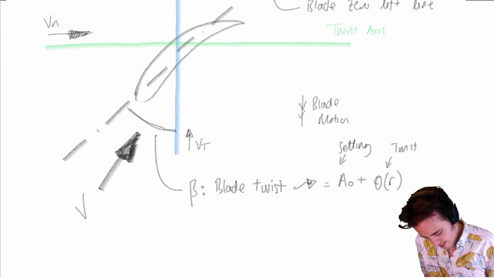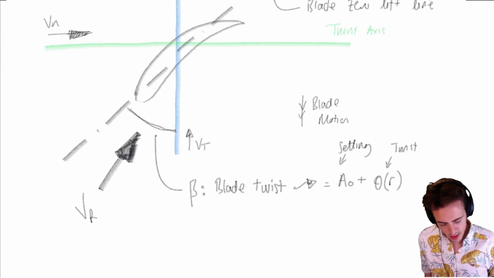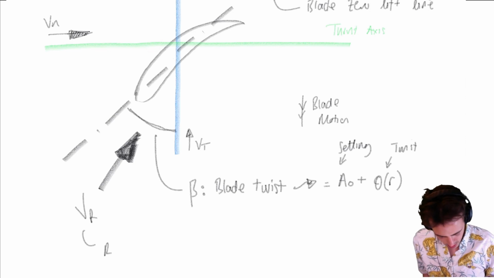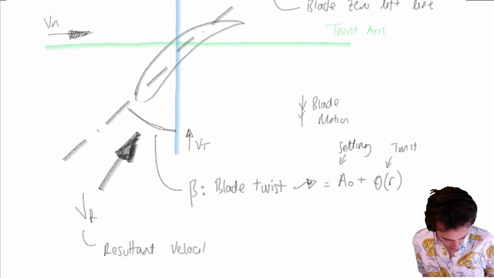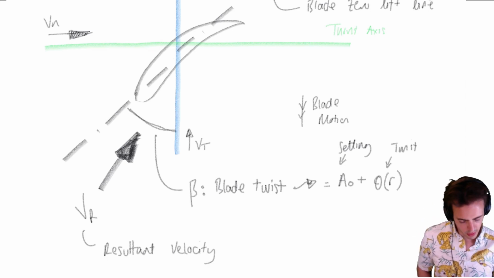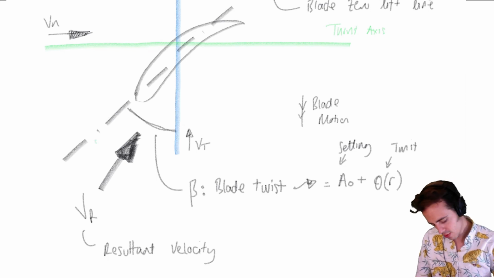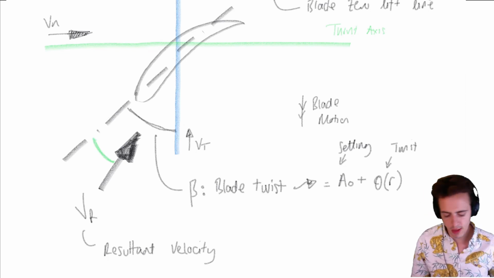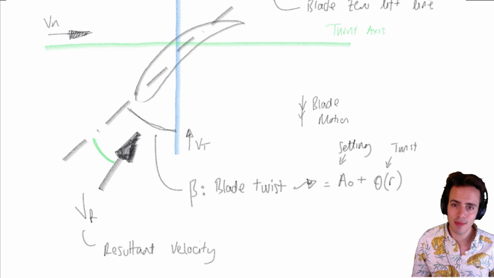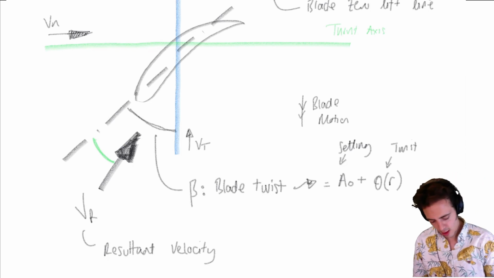Our two velocities, as long as our propeller is producing thrust, combine to some resultant velocity here. We call this VR. This is our resultant velocity. So this gives us two more angles in here. Let's draw this one here. The angle between the resultant velocity and the blade zero lift line is hopefully, obviously, the angle of attack.